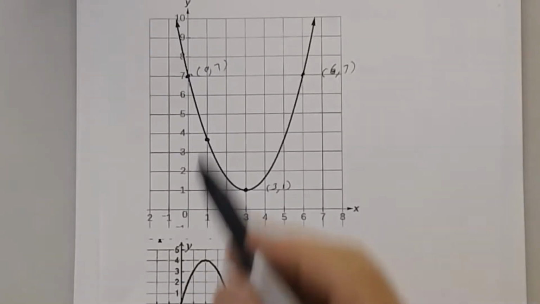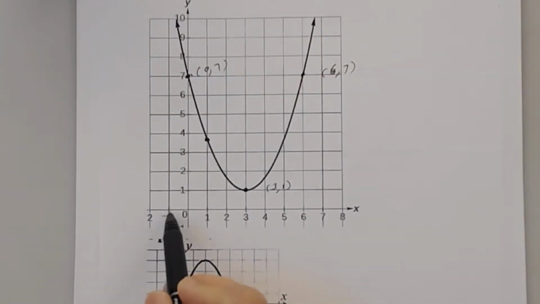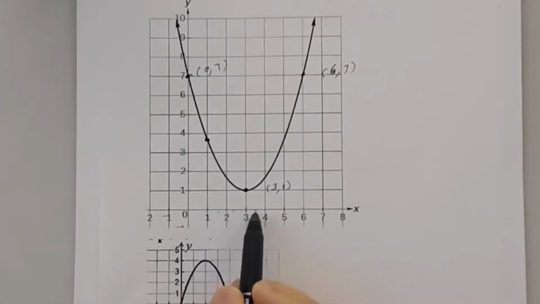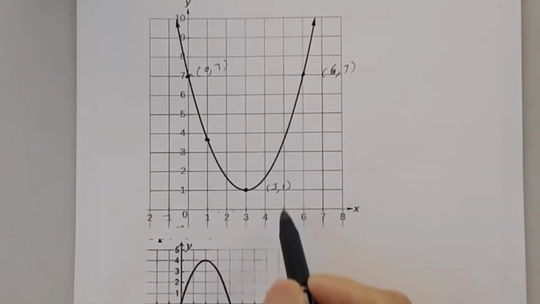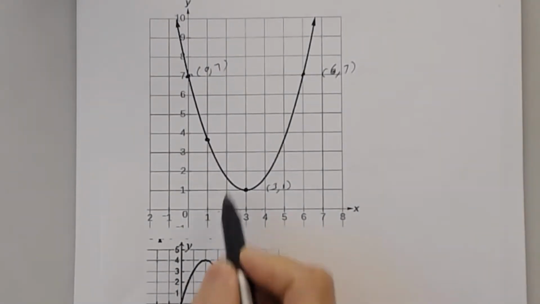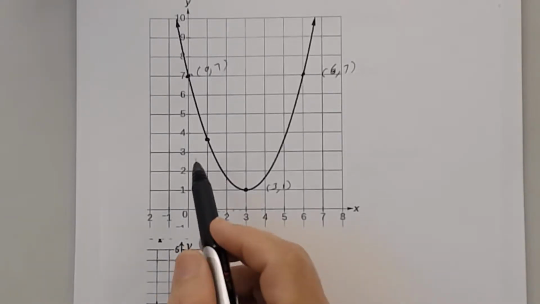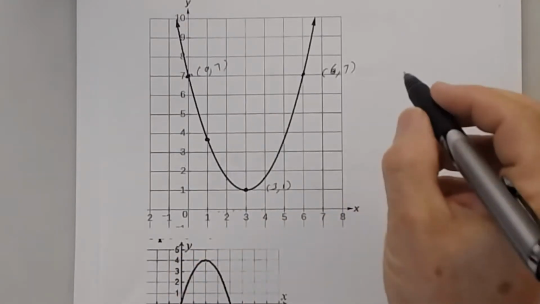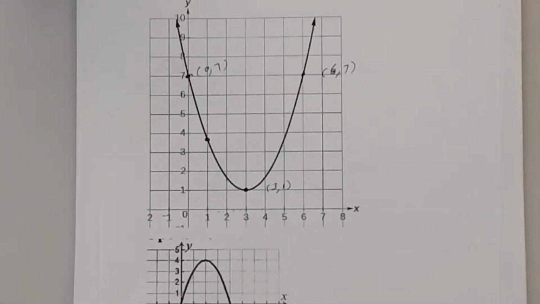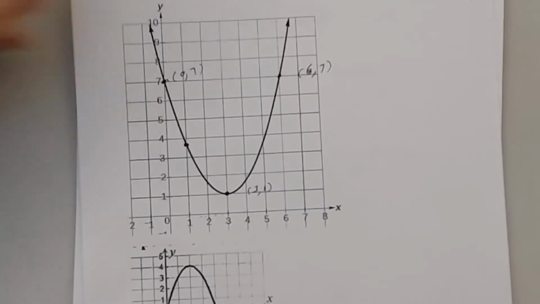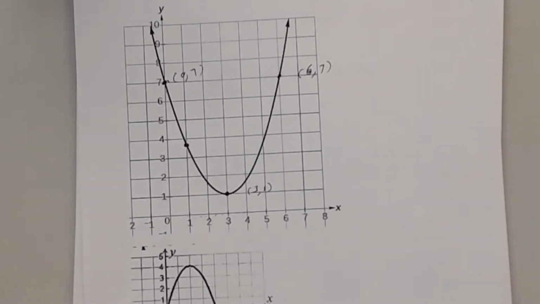So the question becomes this. For each of these x values right here, how many y values are on this graph? Just one. When x is 2, my y value is whatever this is right here, 1.6. Okay? Now, there's something called the vertical line test. Let me show you what's happening.